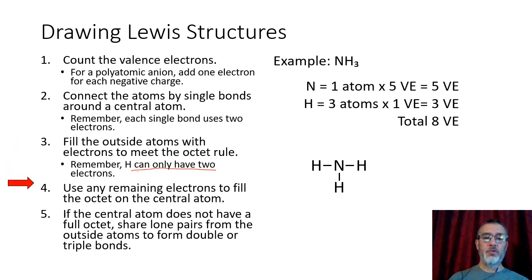Now I can go and use the remaining 2 electrons and put them as a pair around the central atom to complete the octet. So now I've used all my electrons. I've used all 8 valence electrons. I see that each hydrogen is associated with 2 electrons, which is good. And the central atom does have a full octet, so I don't need to share any lone pairs. I don't have lone pairs to share anyway.